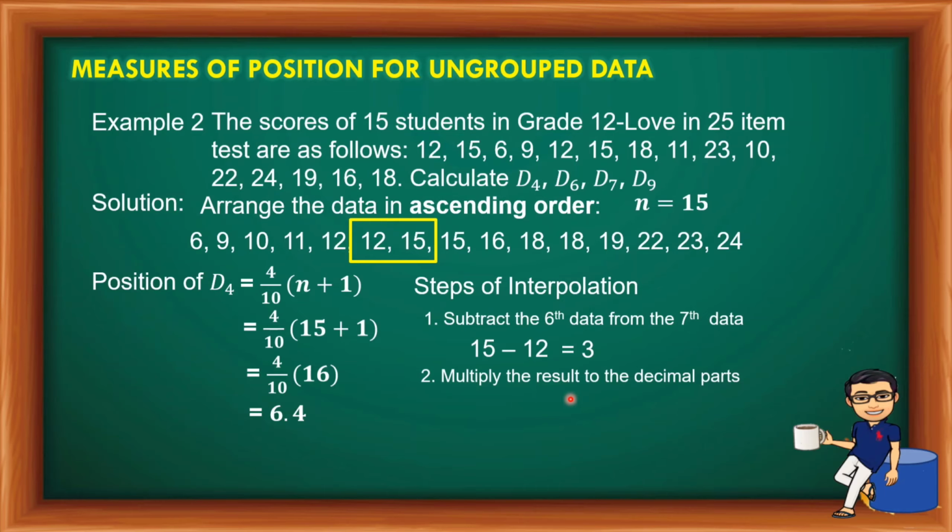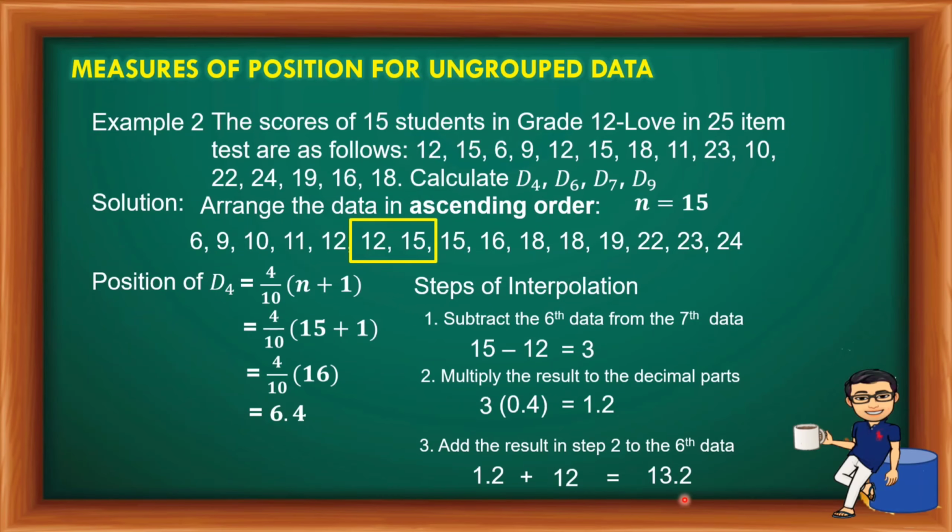The next step is multiply the result to the decimal parts. The result natin ay 3. Decimal part natin ay 4 tenths. Okay, times 4 tenths. Pag minultiply, 1 and 2 tenths. So pag minultiply yung 3 times 4 tenths is 1 and 2 tenths. So third step, add the result in step 2 to the 6 data. Step 2, ito yung result. Then 6 data, ito yon, or yung lowest basta lagi dun sa dalawa, plus 12. Hence, the answer is 13 and 2 tenths. And that will be our decile 4.